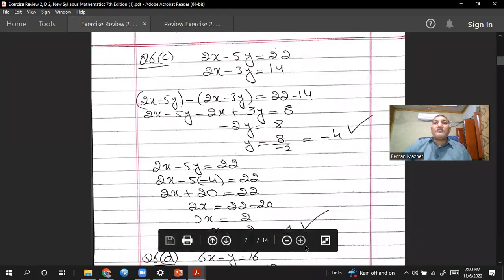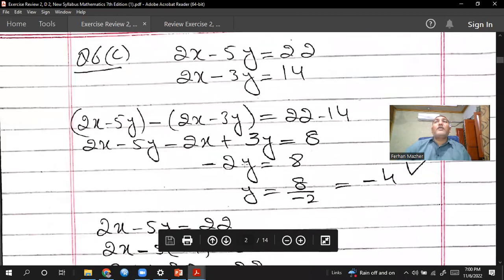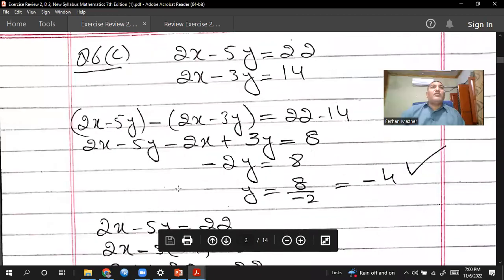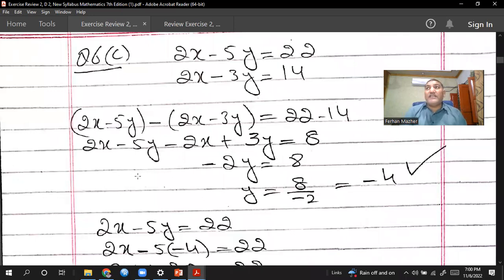Okay, so here we go. 2x minus 5y equals 22. 2x minus 3y equals 14. These are the two equations. So when I subtract, the left side will be subtracted from the left side, and the right side from the right side. So you will have 2x minus 5y minus bracket 2x minus 3y bracket close equals 22 minus 14. So 2x minus 5y minus 2x plus 3y equals 8.